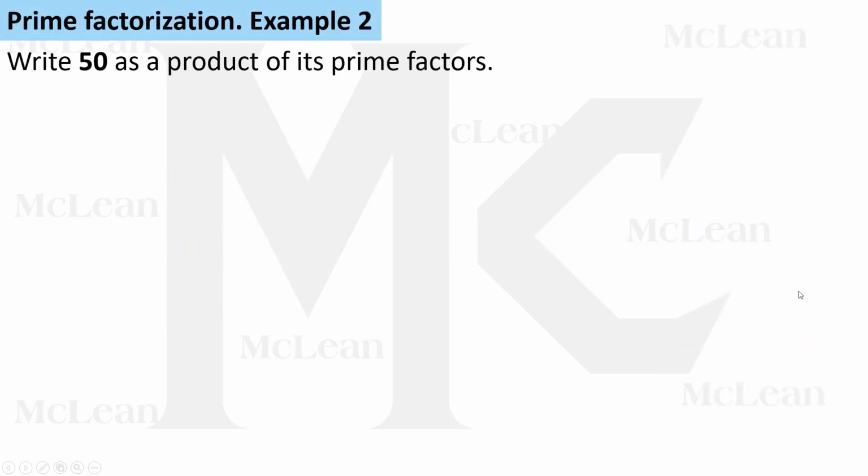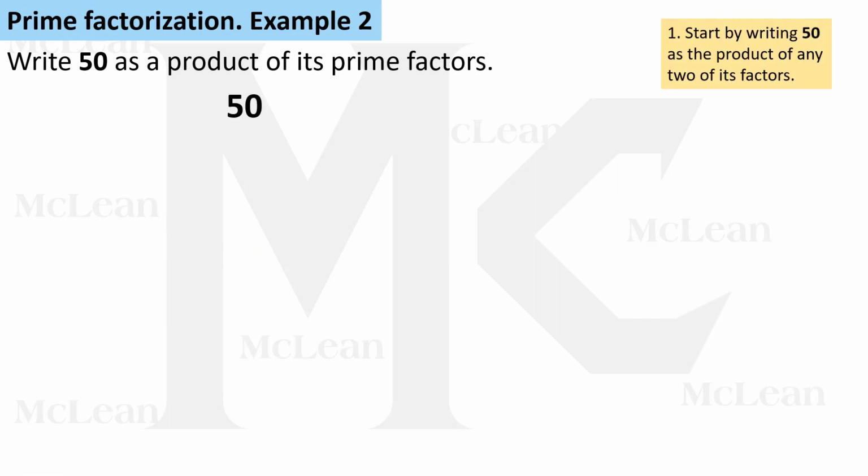Example 2. Write 50 as a product of prime factors. Again, start by writing 50 and any two numbers that you can multiply to get 50. You have so many. Can I hear your examples? 2 times 25. 5 times 10. Any more?